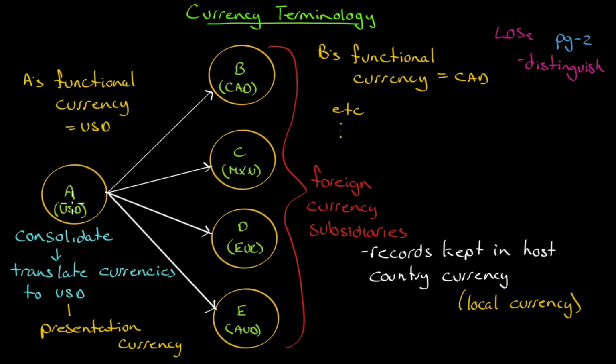And here for company A, its functional currency is the US dollar. It's based in the US, so that's also its local currency. And since A is consolidating all of these, the presentation currency is in US dollars. It has to translate all of these into US dollars.